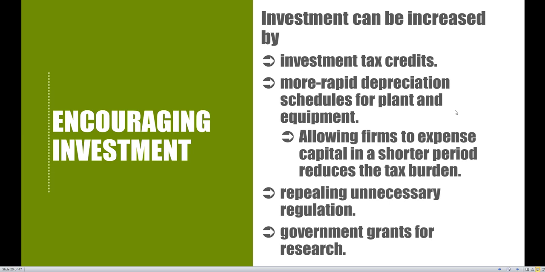How can investment be increased, or how can the government induce investment? They can take a look at these particular specific categories. Number one, investment tax credits. So the government can once again provide some type of investment tax credits to firms and corporations to undertake a particular sort of research project.